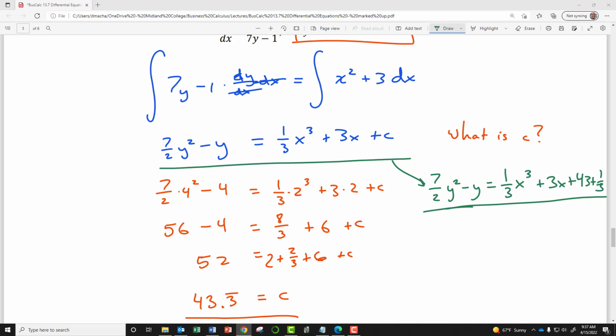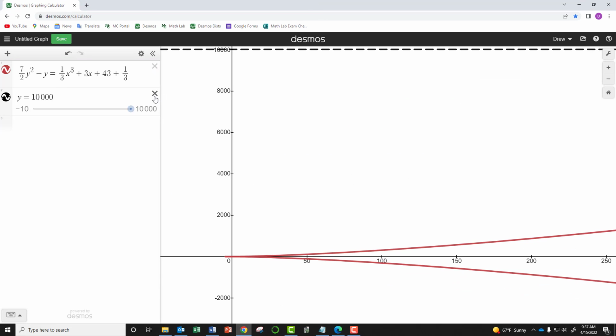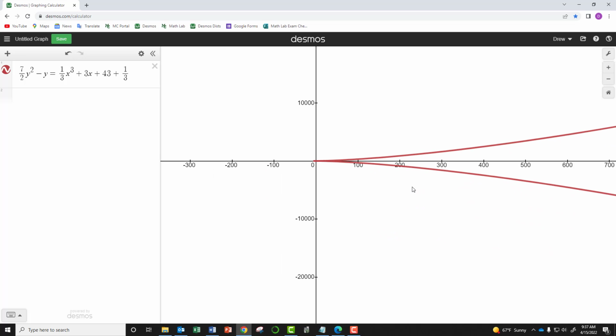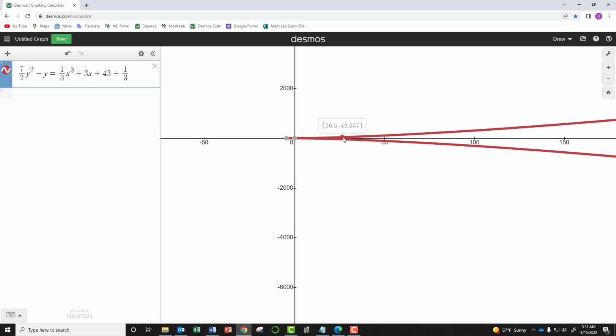Oh, well, c is going to be 43 plus 1 over 3. Okay. And I guess my solution is given by this red curve. Nice.